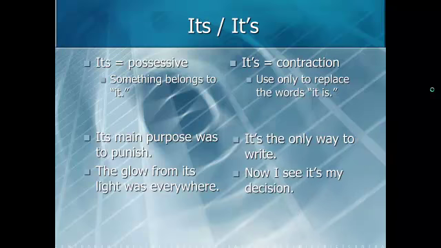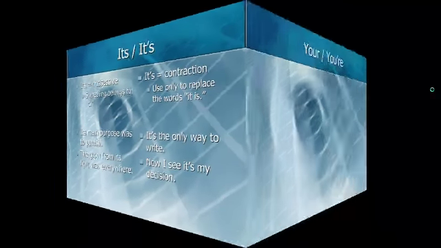It's the only way to write. That's a short way of saying it is the only way to write. Now I see it is my decision. Now I see it's my decision. Again, the contraction it apostrophe s is only used to replace the words it is.